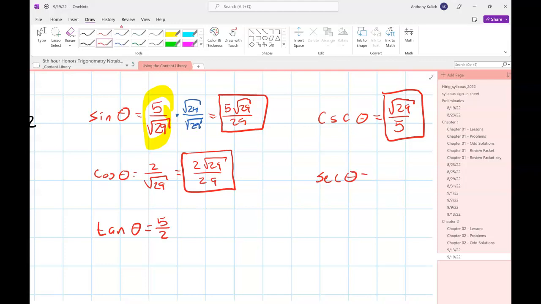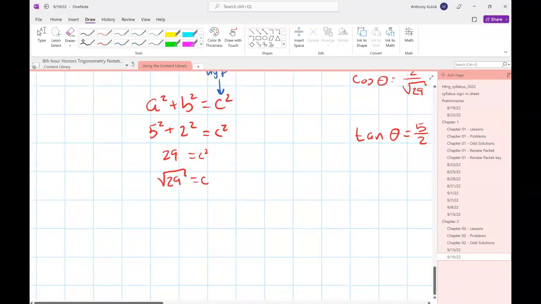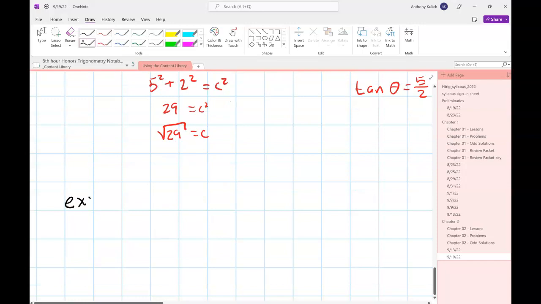Good, good, good, good. Secant is square root 29 over 2, doing the same thing, right? And then cotangent is 2 over 5. Is everybody happy with what we did there? Pretty easy, right? We're just using some definitions. No big deal. Very light on the math. Okay. What if we have this situation?